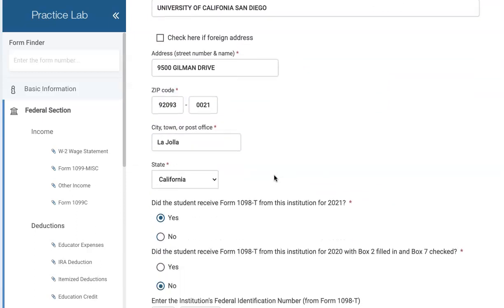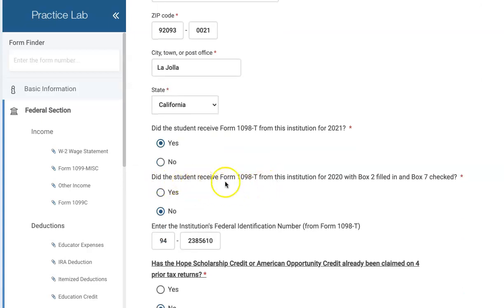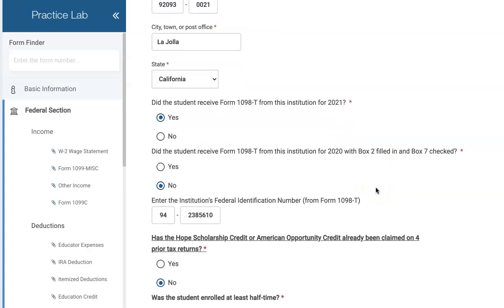Second, the question about receiving a 1098-T with box 2 filled in is irrelevant because the 2020 version of Form 1098-T does not allow box 2 to have any entry, so that's going to always be no.